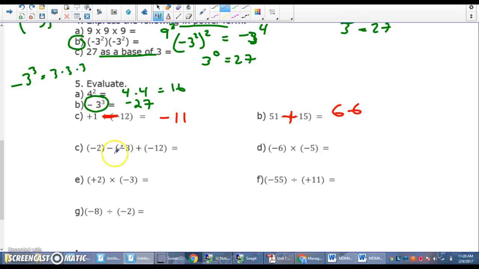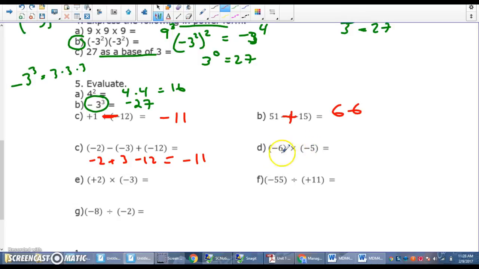Now, anytime there are two signs together, just deal with them. Make them one sign. That's how I do it. So I have minus 2. Minus and a minus is a plus. Plus and a minus is a minus. Now do the math. Minus 2 plus 3, I get 1. Subtract 11, I'm at minus. Sorry, that's not my answer. Sometimes I get excited. Subtract 12, I get minus 11.